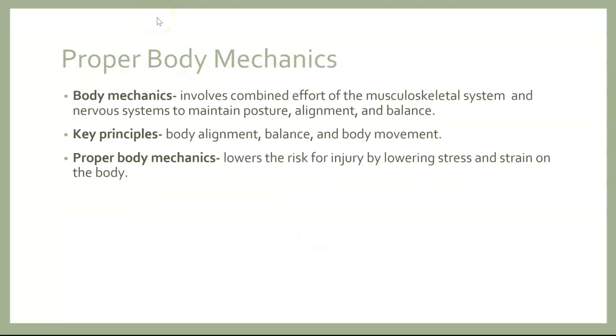So the key principles of this are body alignment, balance, and body movement. Proper body mechanics lowers the risk for injury by lowering stress and strain on the body. There's an imaginary vertical line that should run from the top of the head straight down through the earlobe, shoulder, trunk, hip, femur, knee, and ankle. So that's proper body alignment when a person is standing straight up.